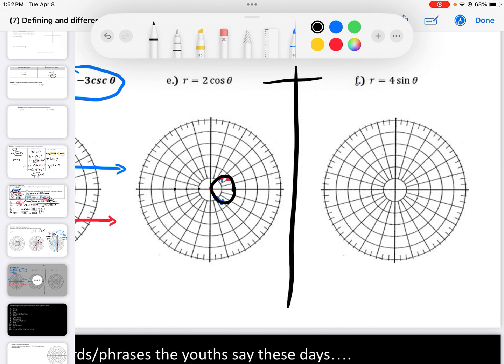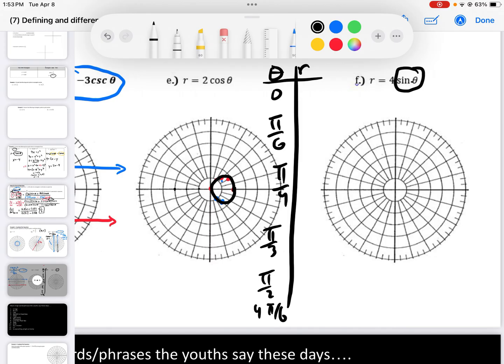All right, so for sine theta, we're going to draw our little t-chart with thetas and r's. I'm going to start at 0. I'll do pi over 6. This one might go a little faster. Pi over 4, pi over 3, pi over 2. And then we're going to realize that we start getting some repeats.